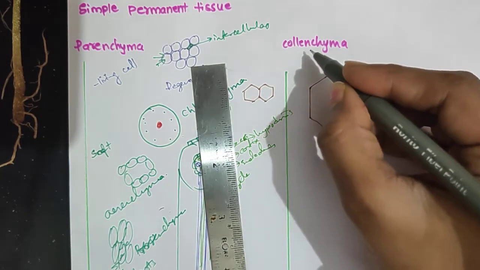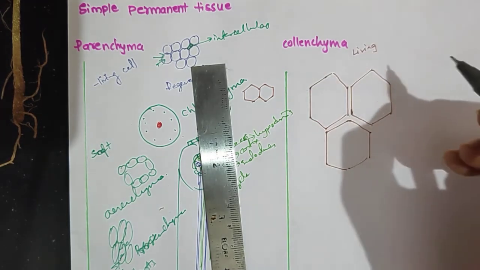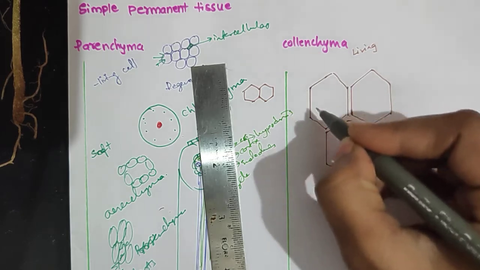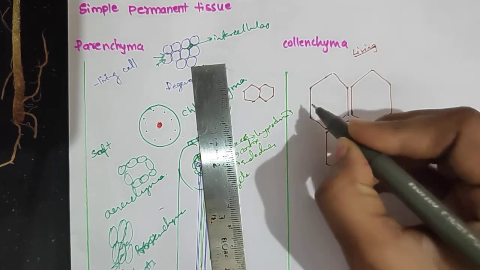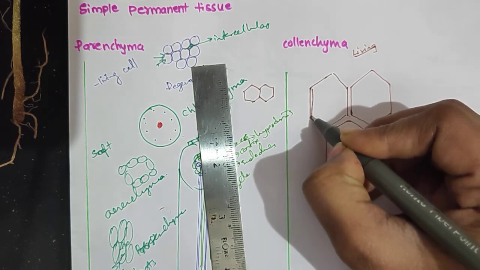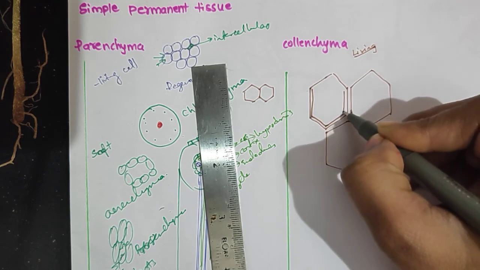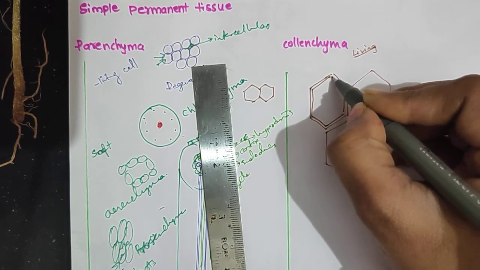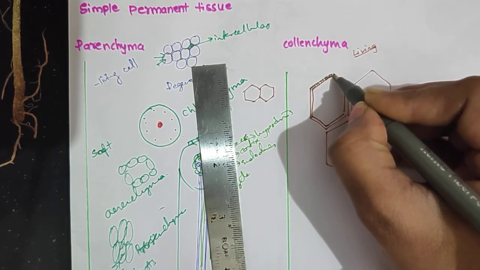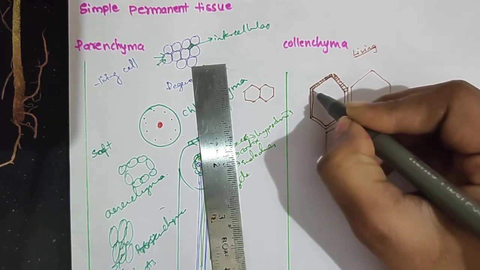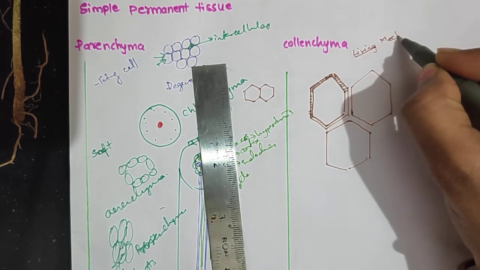Because of that, this tissue is still living. We can tell that the tissue is still showing the vital activity of the living cell, so we call it living. Due to the deposition of hemicellulose or cellulose, it starts to show thickening of the cell wall. The cell wall has thickened in this fashion. So we call it living mechanical tissue.